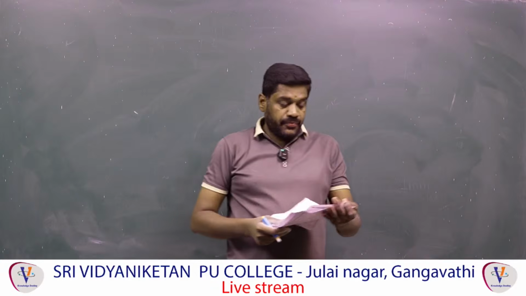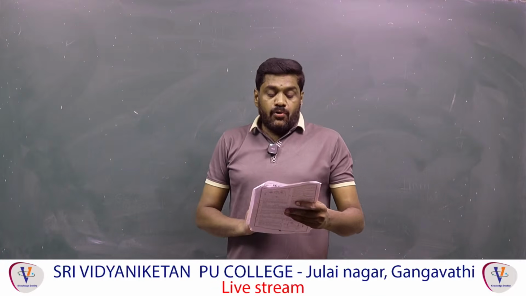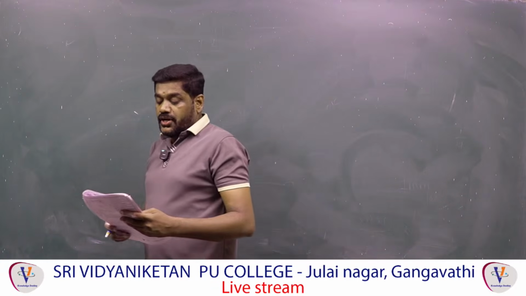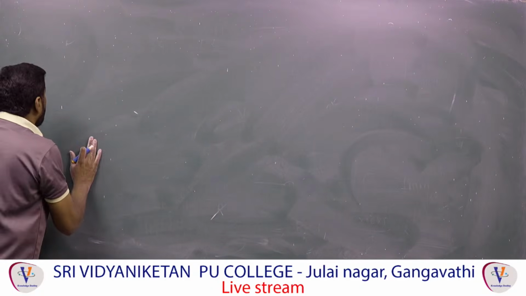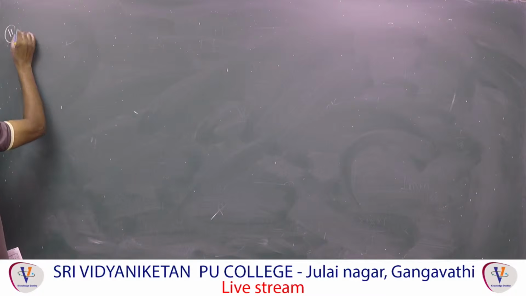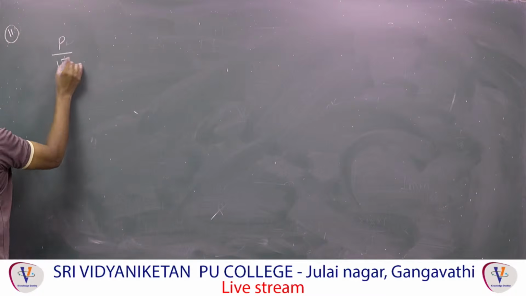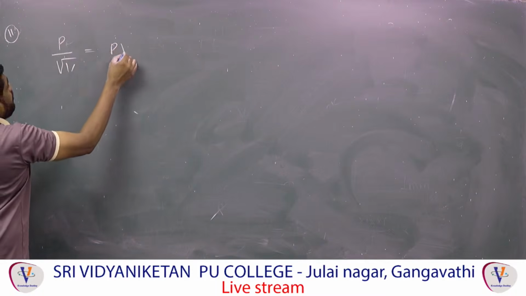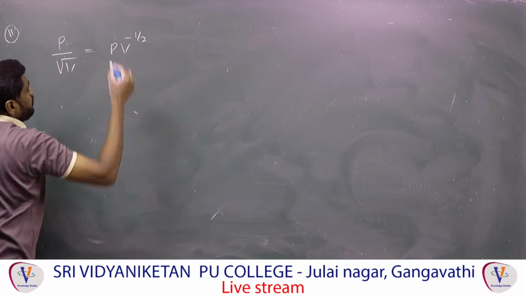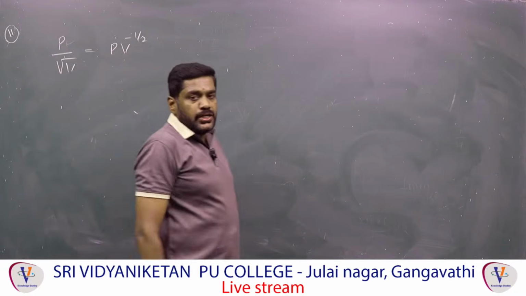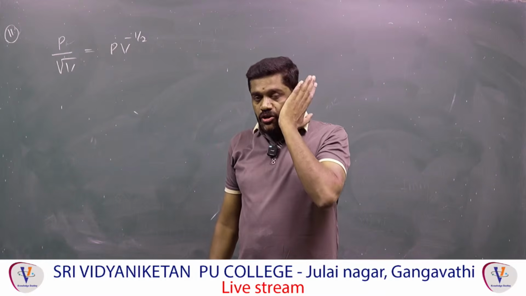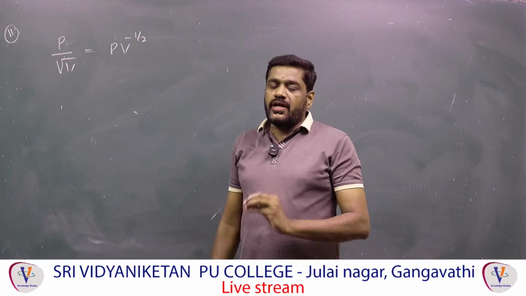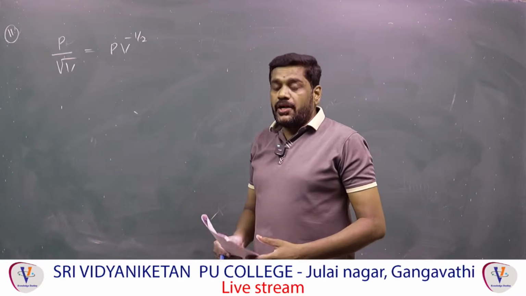Question number 11. 1 mole of an ideal gas expands according to the relation P by root V is constant. That we can also write as P V power minus 1 by 2. This is called a polytropic process. This is not adiabatic, not isothermal, not isochoric and not isobaric.